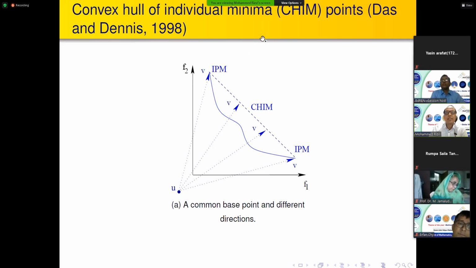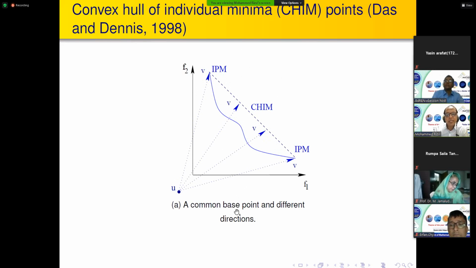It's called CHIM grids. CHIM is actually an abbreviation for convex hull of individual minima. So what do we do? First, suppose that this is the Pareto front. You need to find these points. This is actually the optimum point of F2, and choose another point, the optimum point of F1. Then draw this line, evenly partition it, select a reference point, and pass a row through those partitions.